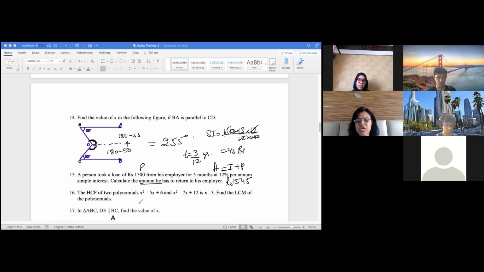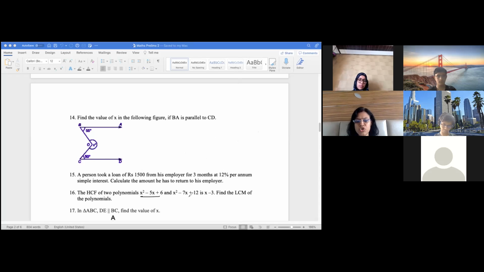Now the HCF of two polynomials, this and this, is x minus 3, find the LCM. तो ये वाले में इसको you have to factorize, okay, so when you factorize this, x square minus 5x plus 6 factorize करने से आता है x minus 3 and x minus 2, okay, and इसको factorize करने से आता है x minus 4 and x minus 3.